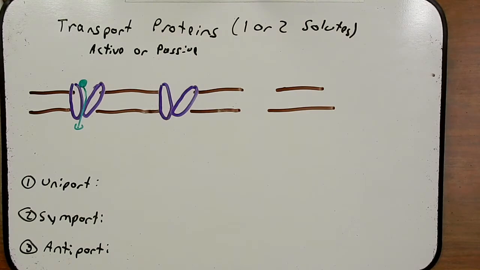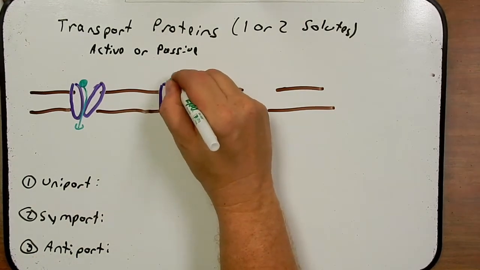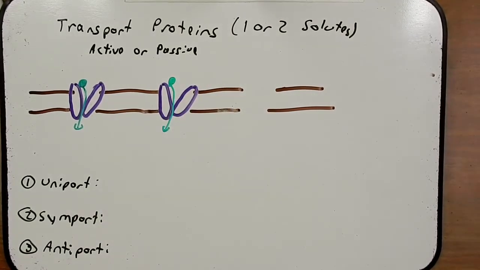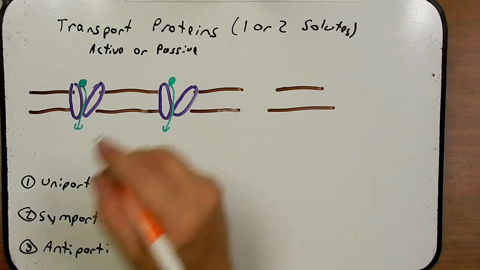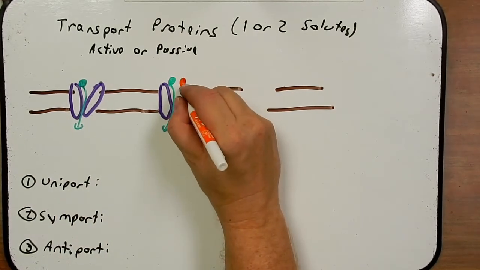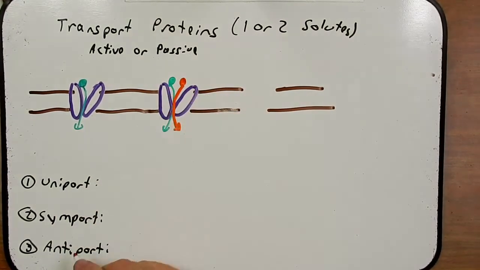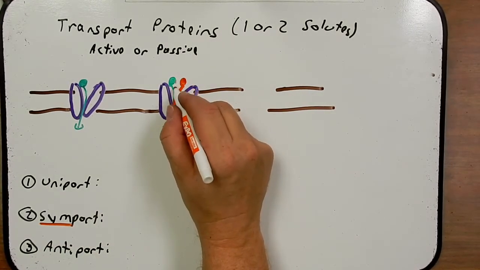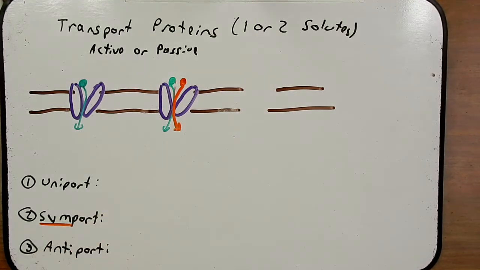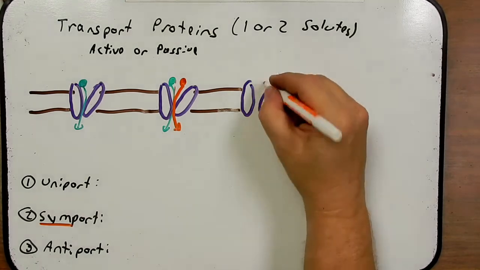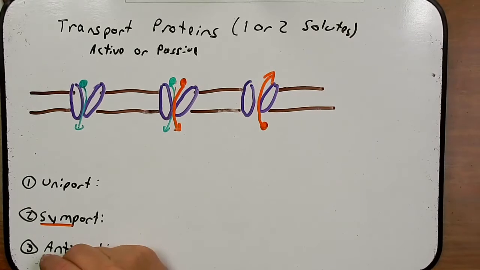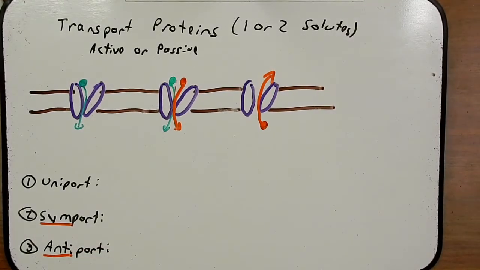What happens with symport is you still have your one molecule or solute moving across the membrane, but we have a second molecule doing the same thing and going in the same direction. So sym is for these two molecules, solutes, going in the same direction. Sym for same. Then our last one here, we'll use these two same solutes, except they're going to move in opposite directions. Antiport. Anti for opposite.